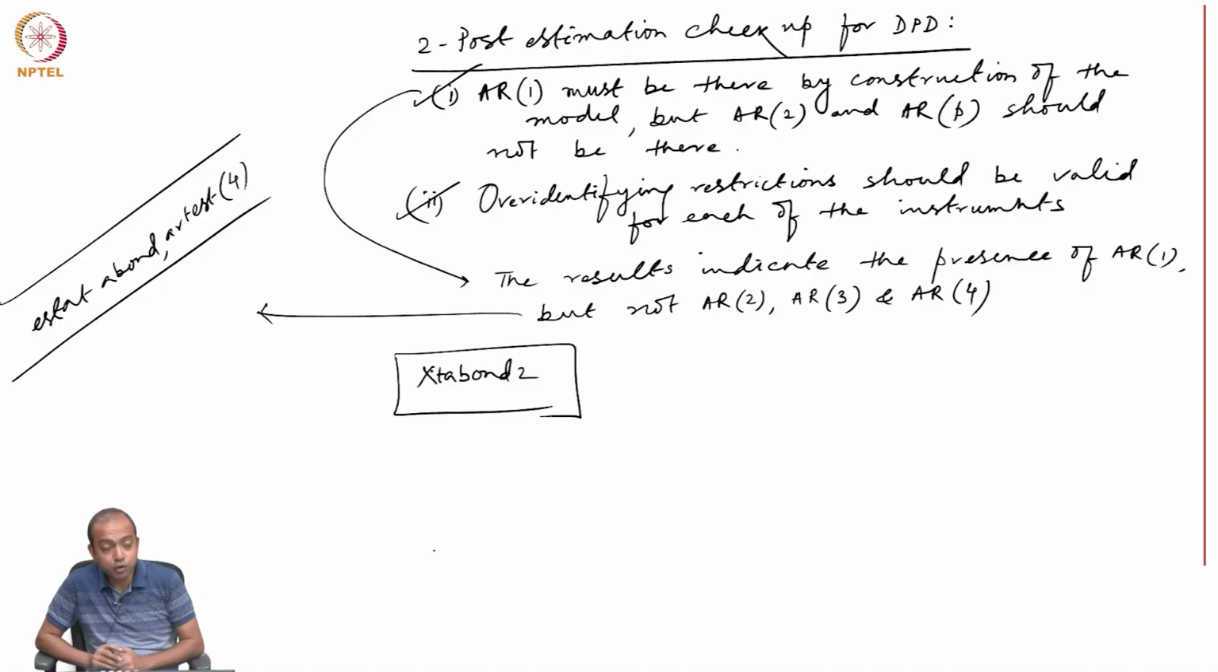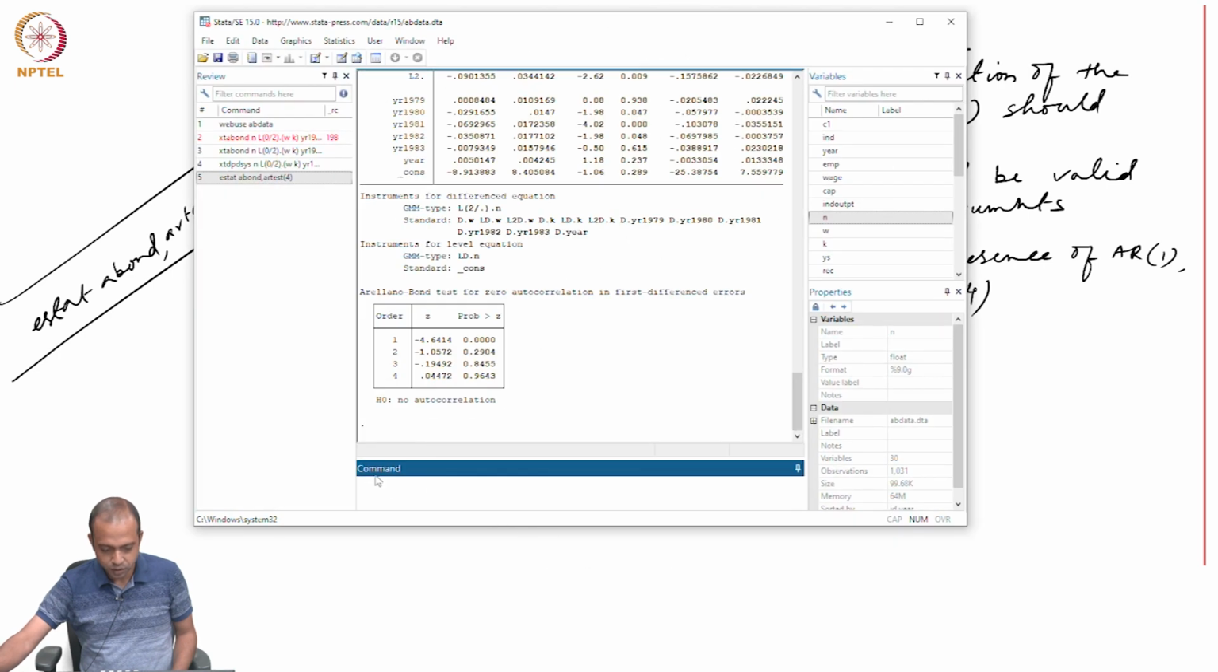Now, xtabond2, this command is more powerful than xtabond, because xtabond2 has some additional features. So, what I will do, I will first estimate the same type of model, system and difference GMM. First, I will start with difference GMM using the xtabond2 command.